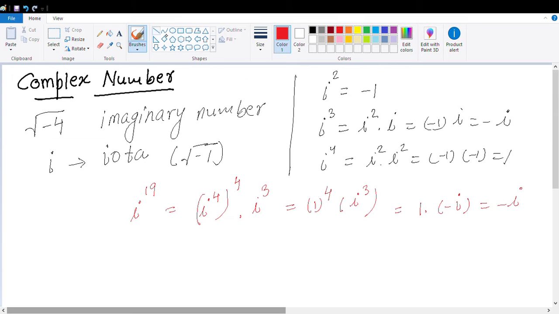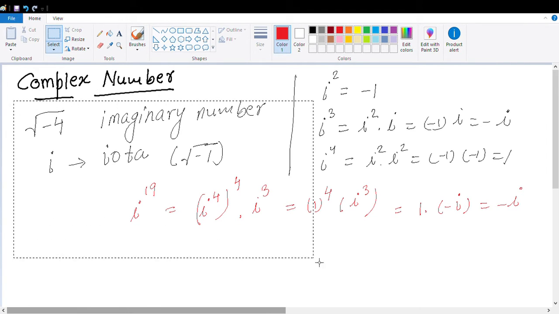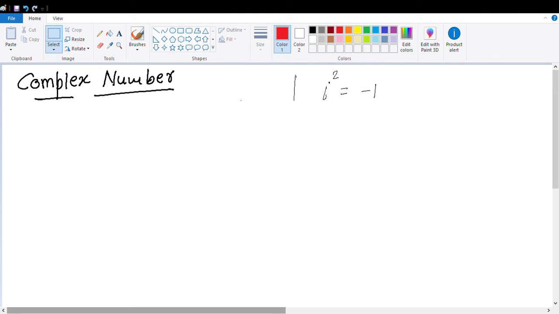Now after this, it's a very simple topic and you will easily understand it, but the basic thing is you must remember the simple and basic formulas of this lesson. First I am going to tell you what this complex number is.